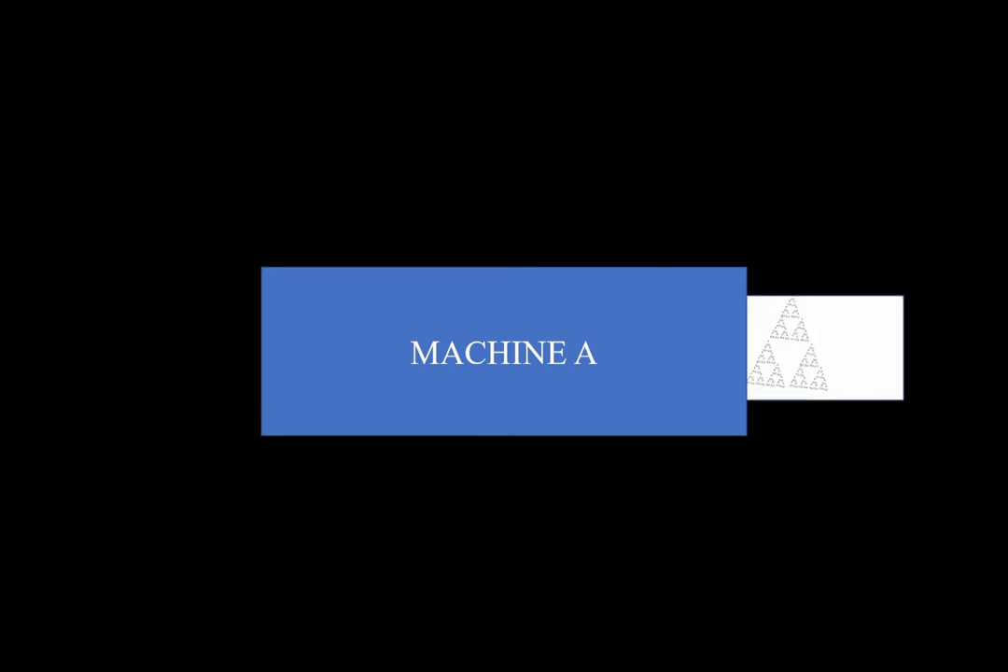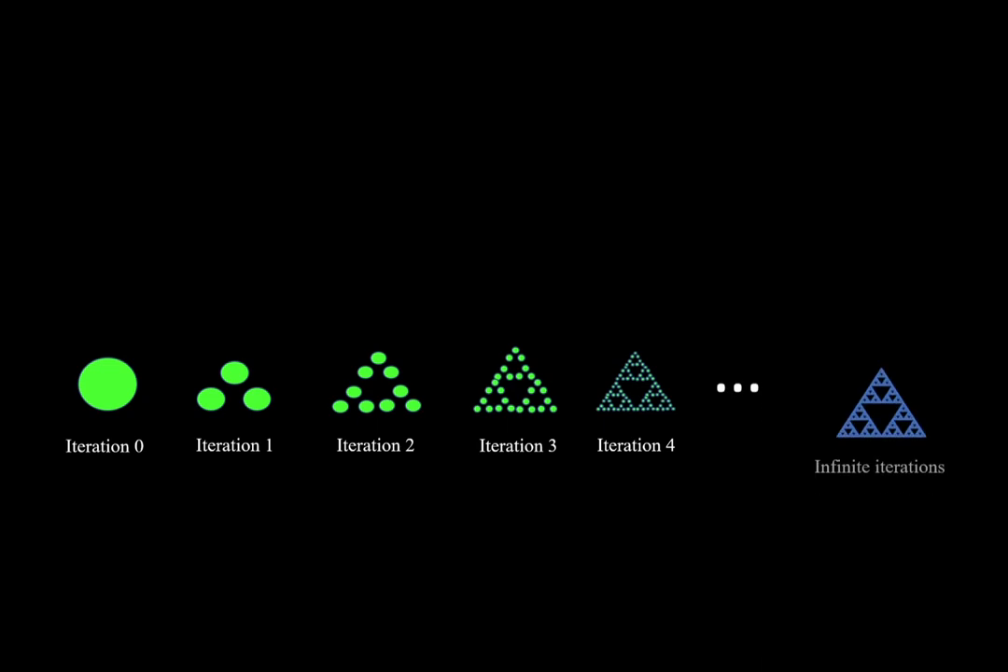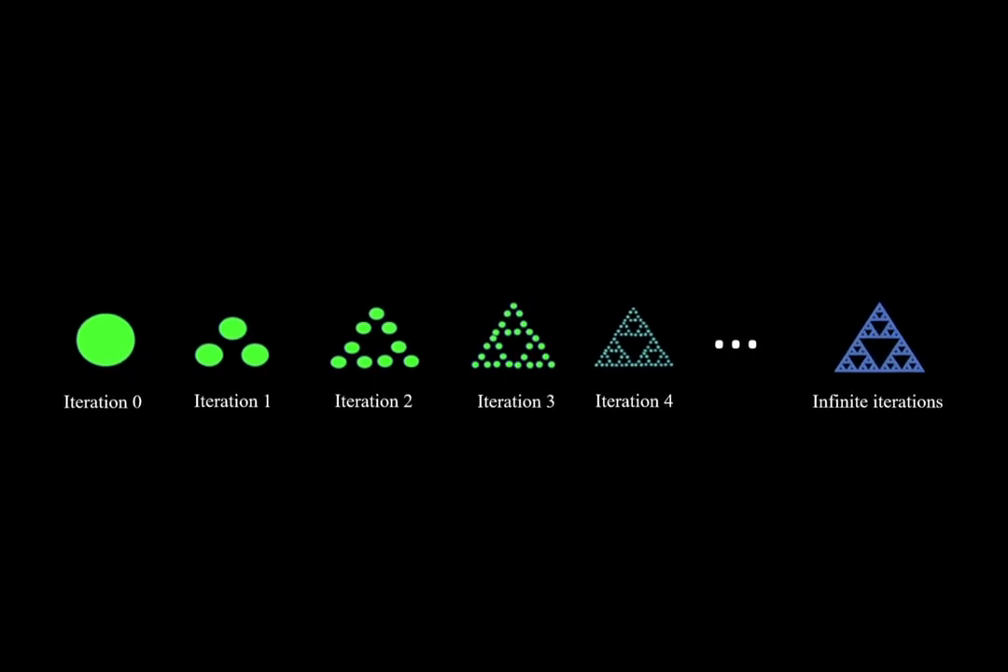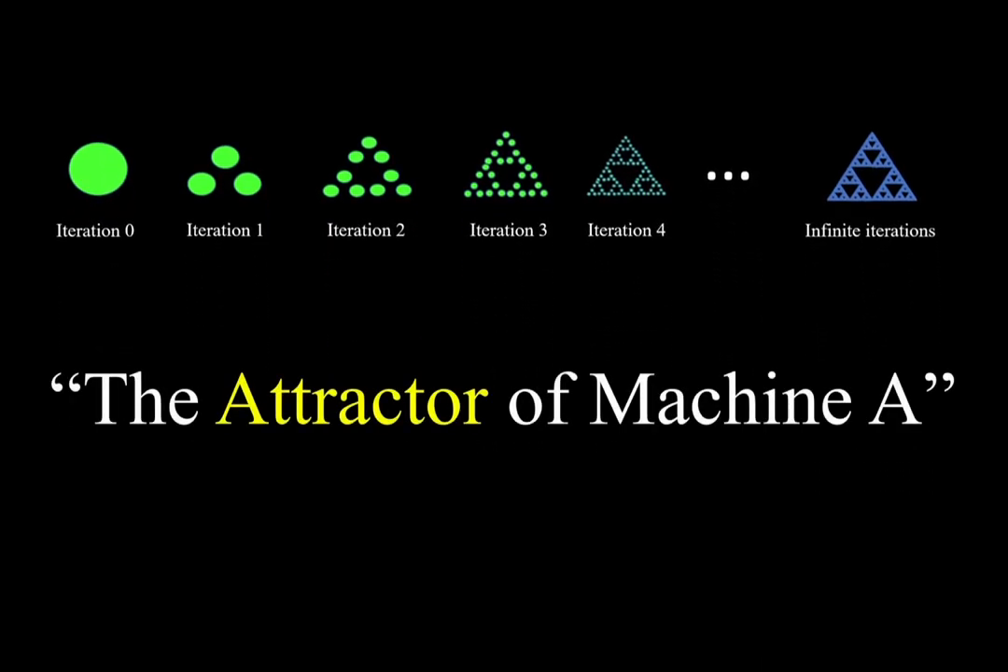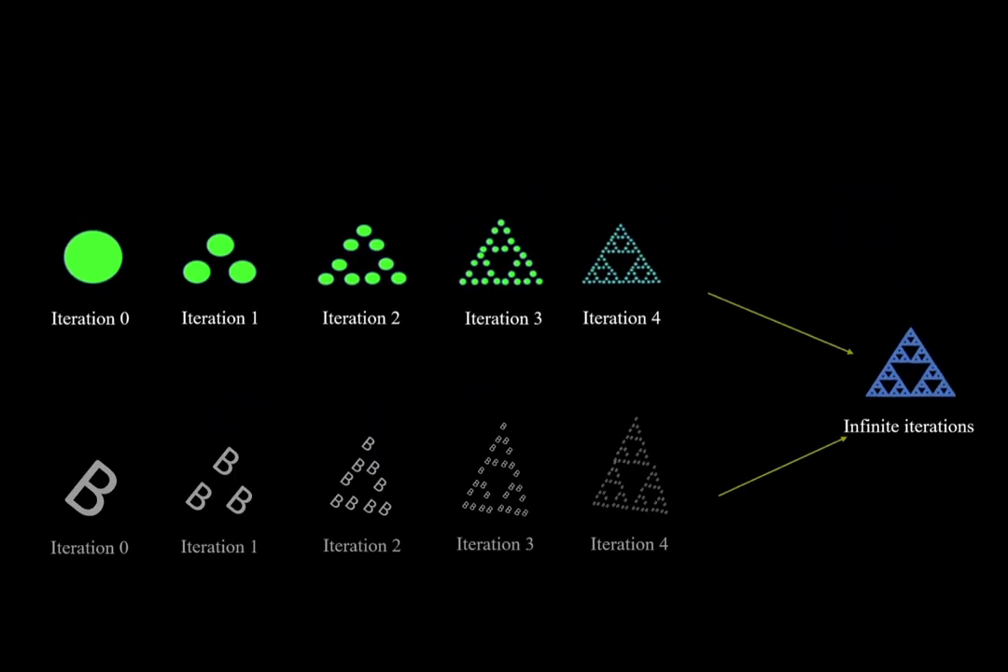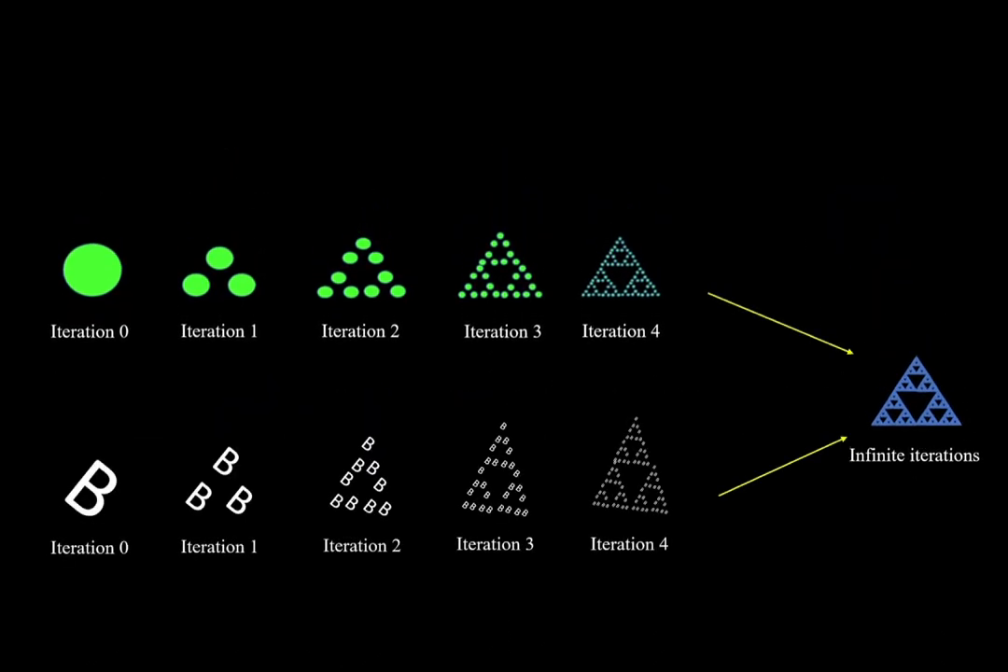As we go on to infinity, we notice that the shape that comes out of this is the Sierpinski triangle itself, no matter what shape we put in. Mathematicians call this shape the attractor of machine A. Why? Well, because no matter what we put into the machine, when we do this infinitely many times, it will always tend to this specific shape, kind of as if it is attracted to the Sierpinski's triangle.